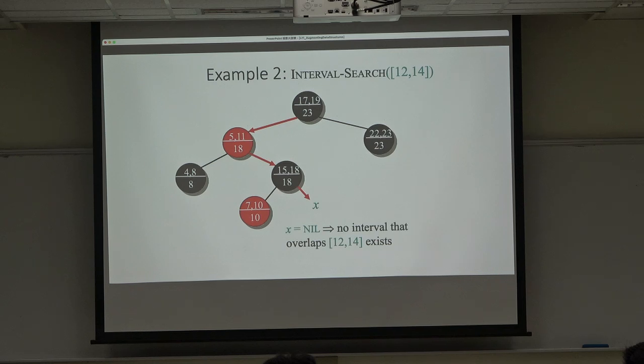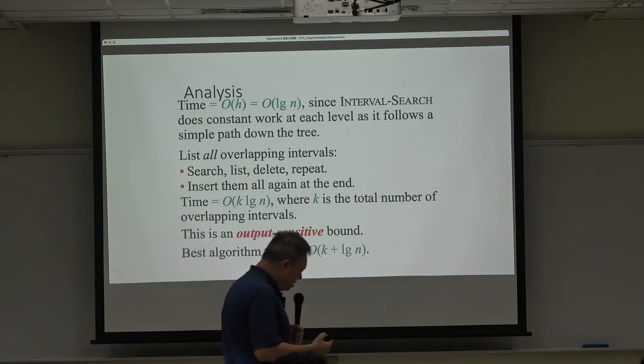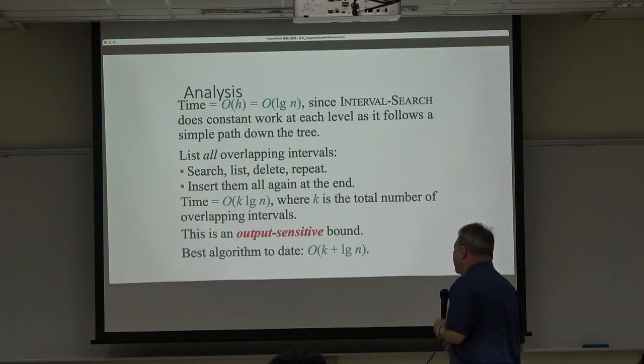So this is the time complexity for this query, because we go from the root to, in the worst case, a leaf node. And it's going to be the height of the tree. So it's going to be log n, because an interval tree is basically implemented by a red-black tree. So if you use this code, you are able to find one interval.